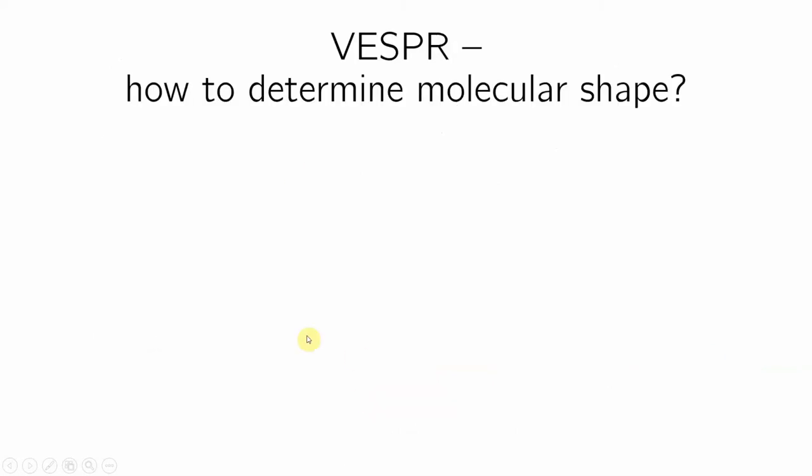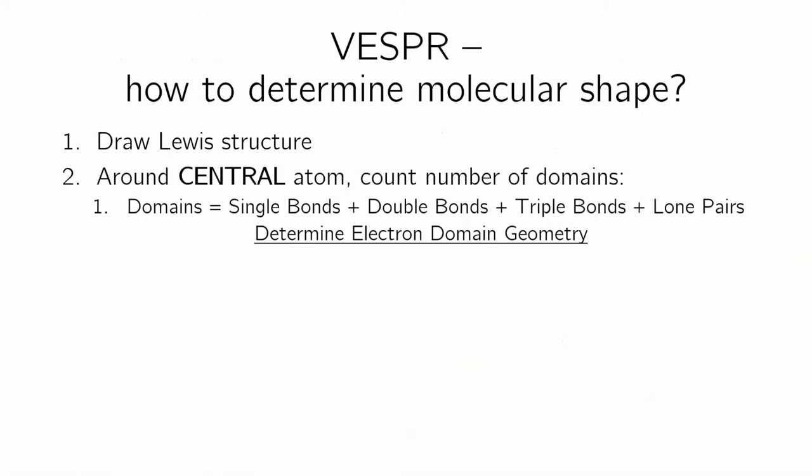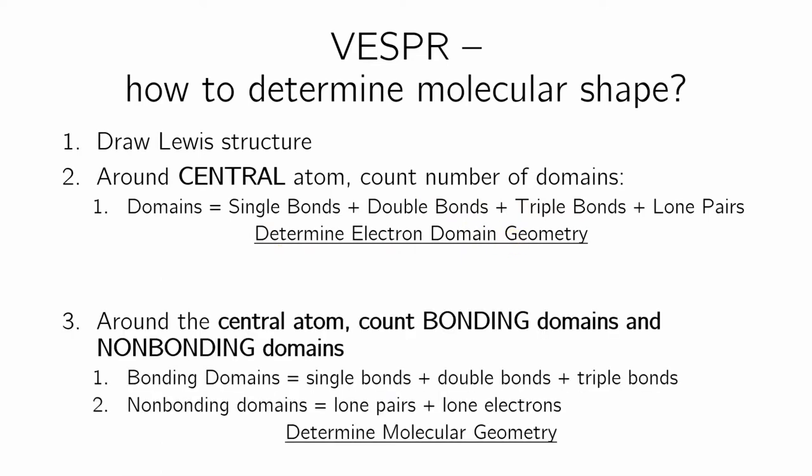All right. So how are we going to determine the molecular shape? What we're going to do is, this is a recipe for it. You're going to draw the Lewis structure for the molecule. Around the central atom, you're going to count stuff. You're going to count domains. And domains are single bonds, double bonds, triple bonds, and lone pairs. Okay, this will determine the electron geometry. I'll show you in a second. This will all make sense, I promise. With the examples, it's going to make a whole bunch of sense.